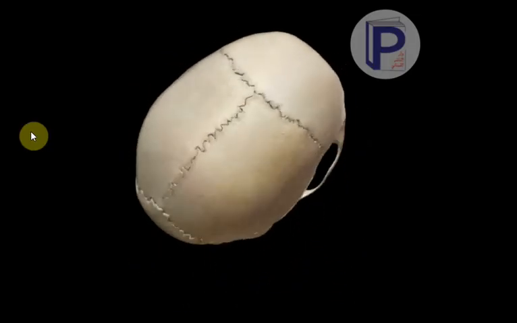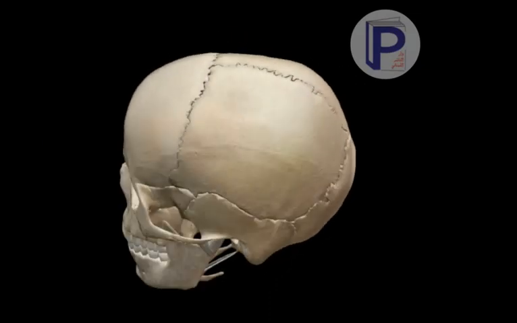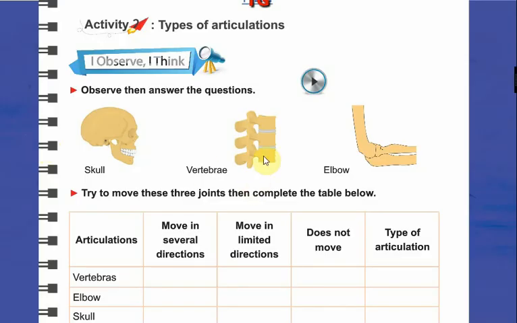So the skull joints are fixed. They are immobile, don't move, okay? However, the vertebrae is a semi-mobile joint. Okay, the joints of the vertebrae are semi-mobile because they move in limited directions. For example, to the front, to the back. Try to move your vertebrae joints. You can find that they move, for example, to the front and to the back. So they move only in limited directions. That's why they are called semi-mobile joints.